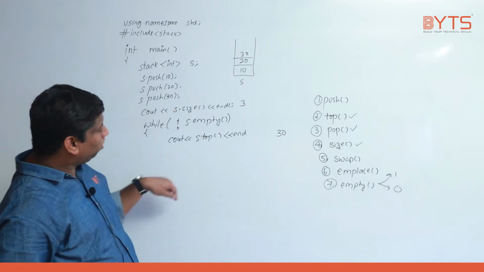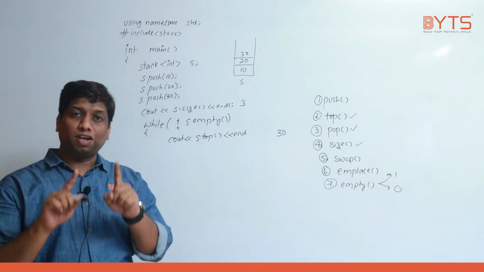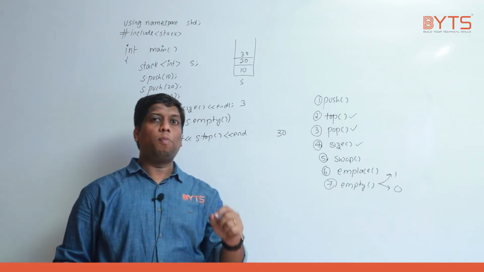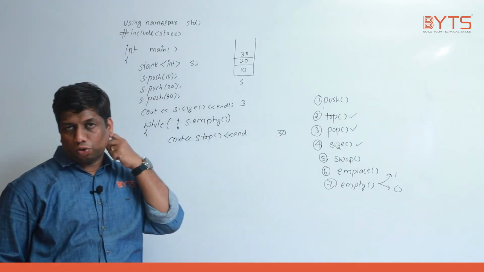Now if again you write s.top, 30 is only there. Why? Because we did not delete. Top will not delete the value. Top will refer to the top element, right?